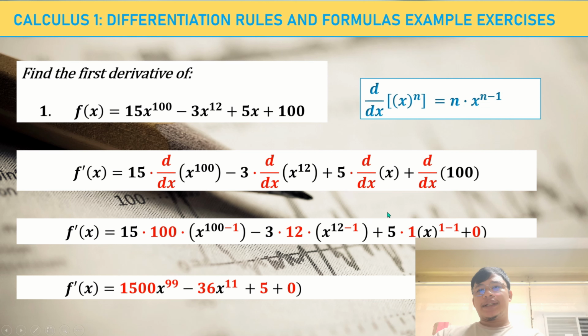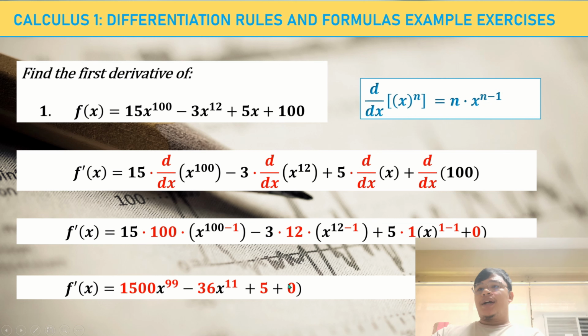And then just a shortcut lang din, if you encounter the derivative of a constant times a single variable, that is always equal to the constant. Okay? As you can see here, this is just the detailed calculation on why the first derivative of any constant times a single variable is always equal to the constant.